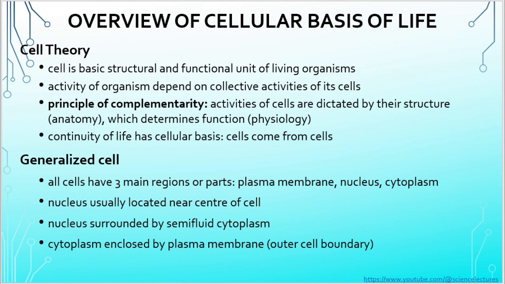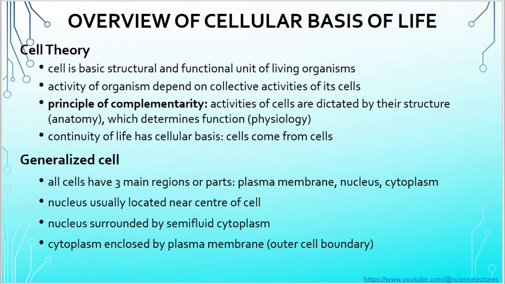Since the late 1800s, cell research has been exceptionally fruitful and has provided us with the following four concepts collectively known as the cell theory. One, the cell is the basic structural and functional unit of living organisms. So when you define cell properties, you're in fact defining the properties of life. The cell is life. Two, the activity of an organism depends on the collective activities of its cells.